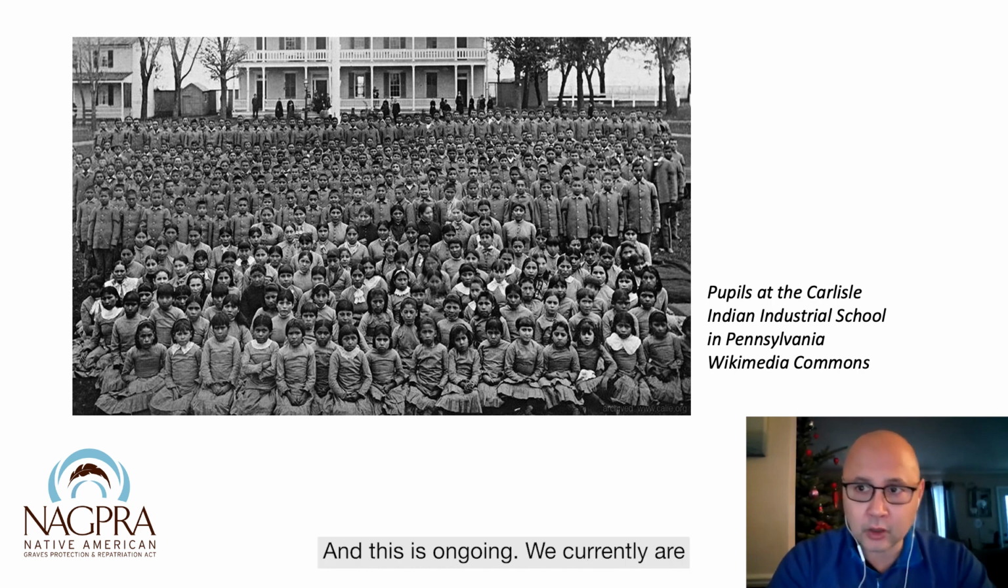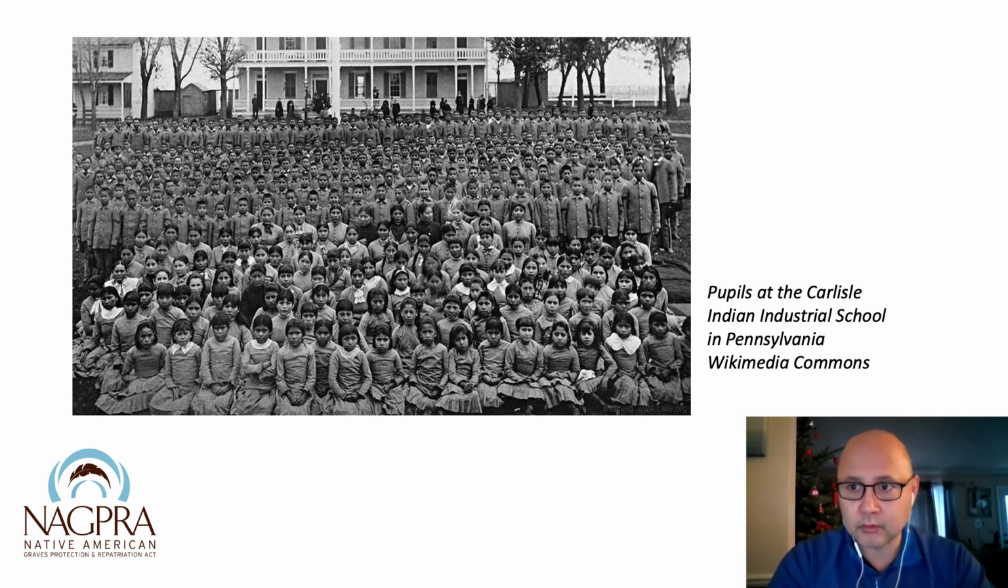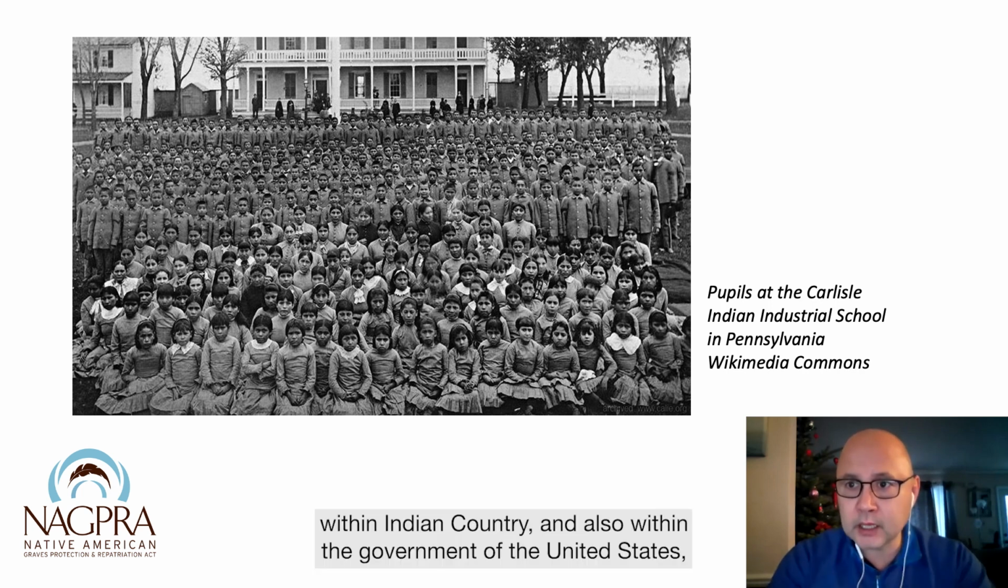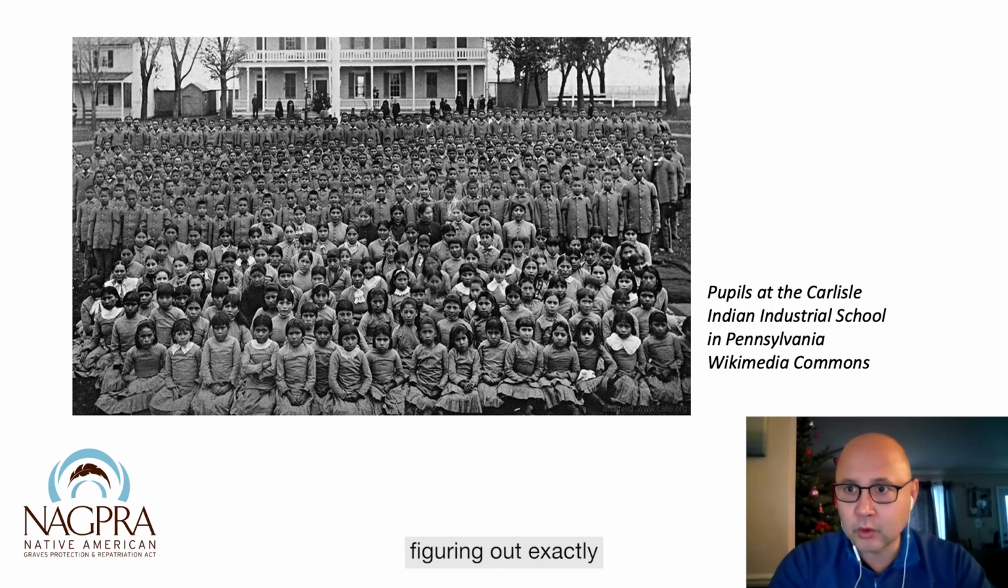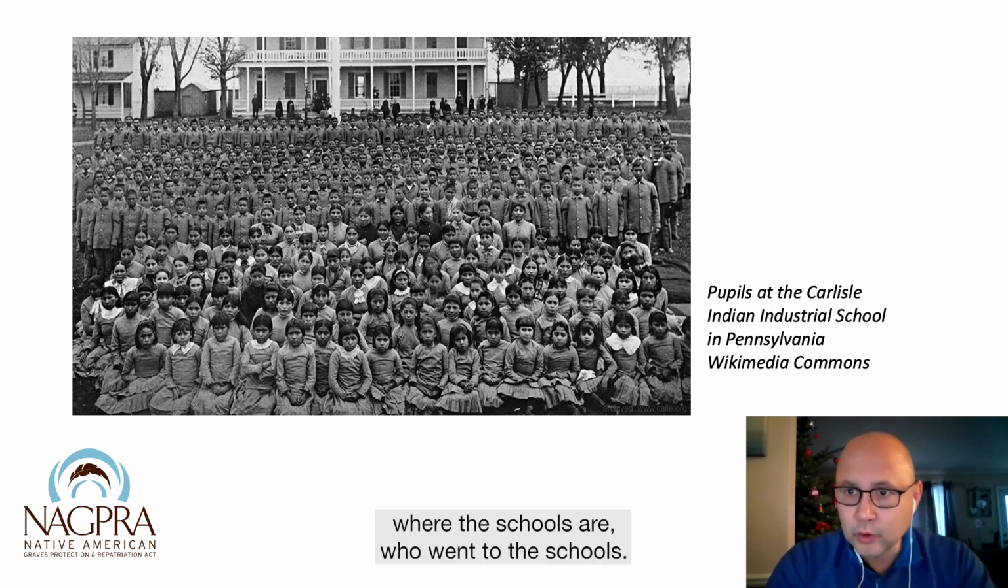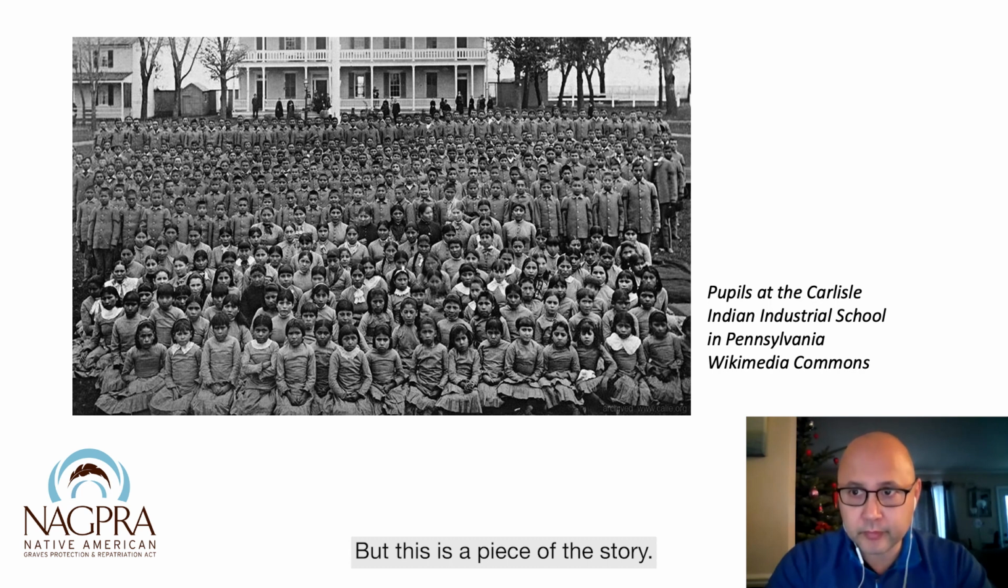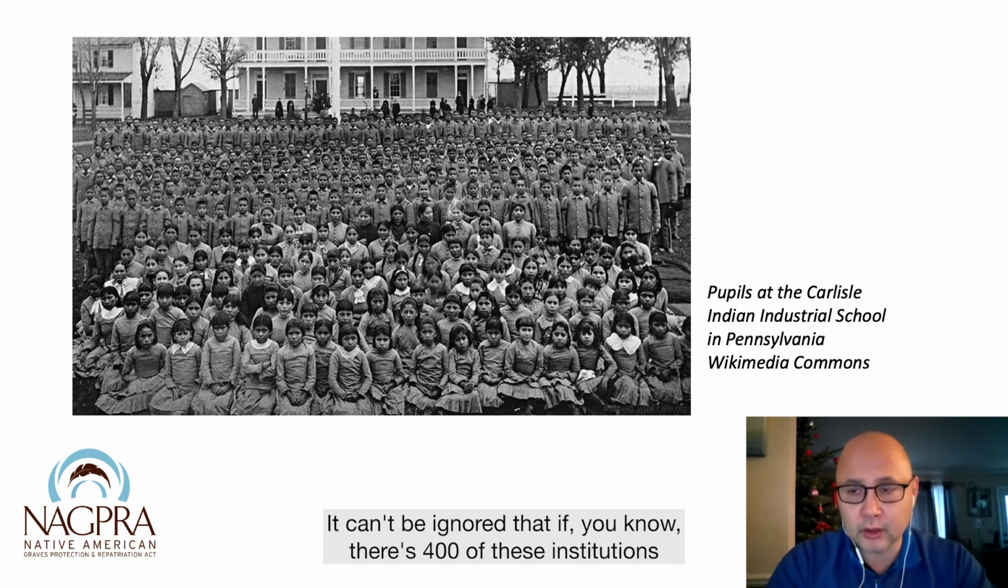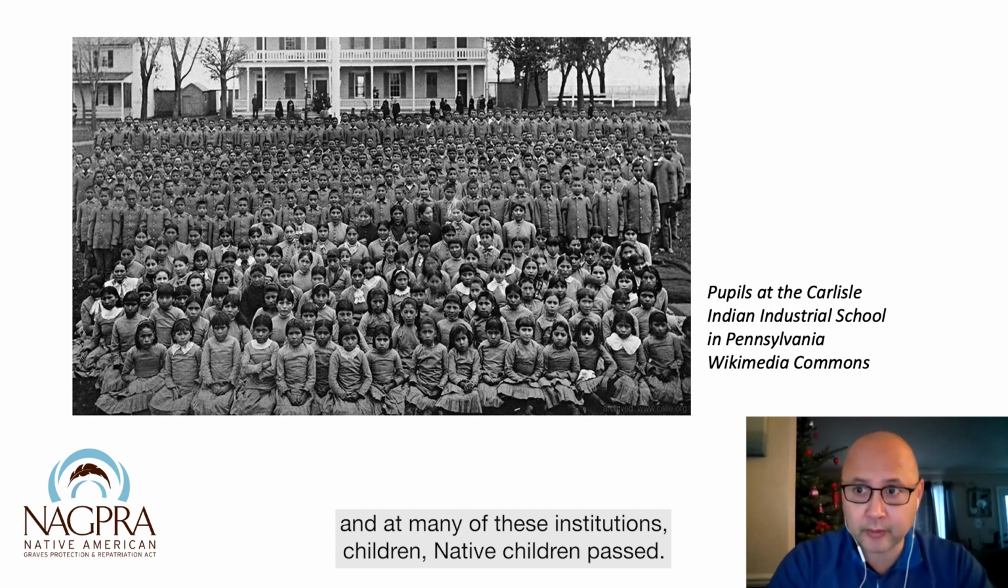But Carlisle is one of 400, and the Department of Interior has launched an investigation into boarding schools. This is ongoing. We currently are, within Indian country and also within the government of the United States, figuring out exactly where the schools are and who went to the schools, but this is a piece of the story. It can't be ignored that there are 400 of these institutions, and at many of them, Native children passed.